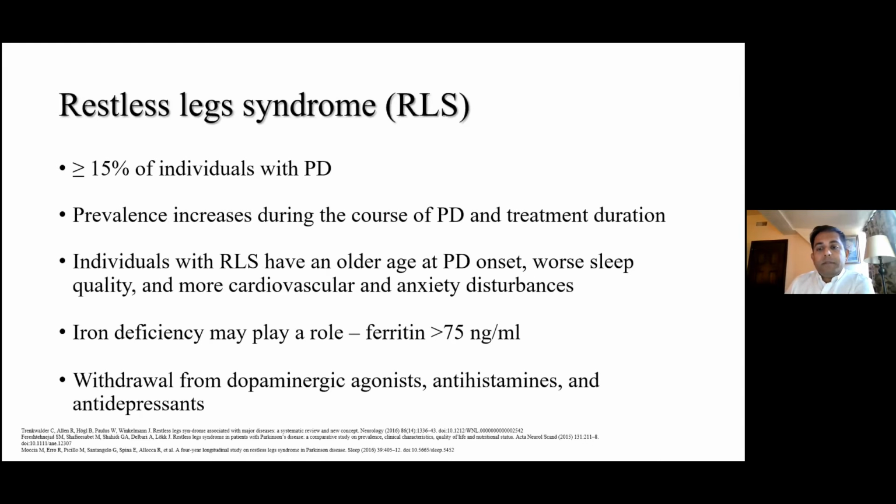Now, restless leg syndrome. Restless leg syndrome can affect at least 15% of individuals with Parkinson's. The prevalence increases during the course of Parkinson's and the treatment duration. Individuals with RLS do have an older age at Parkinson's onset. They do report a worse sleep quality and have more cardiovascular and anxiety disturbances. Iron deficiency may play a role, and as such, we want to keep the ferritin, which is a long-term marker of iron storage, greater than 75 nanograms per mL for optimal dopamine synthesis. Withdrawal from dopaminergic agonists, antihistamines, and antidepressants may also trigger RLS symptoms.